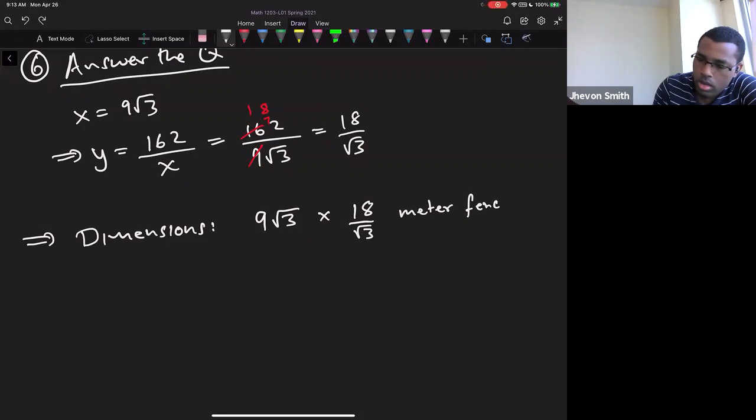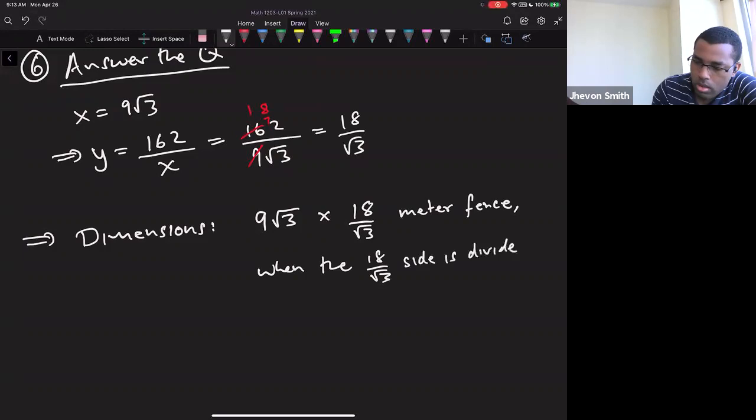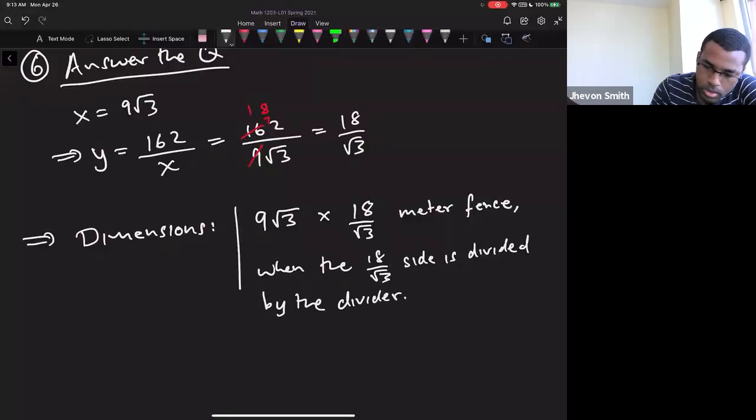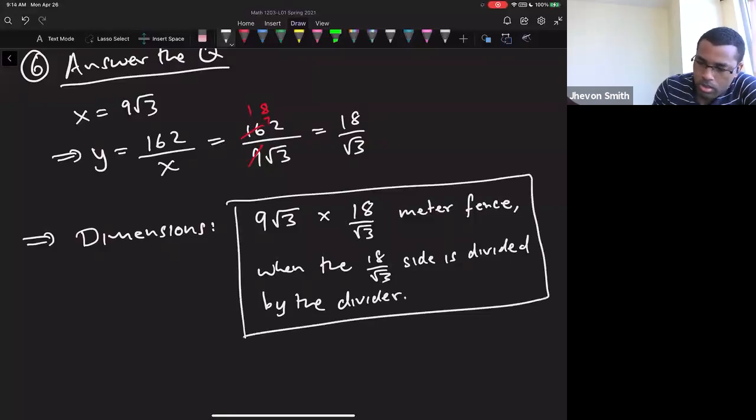Where the 18 over rad 3 side is divided by the divider. And that's what we'd have.